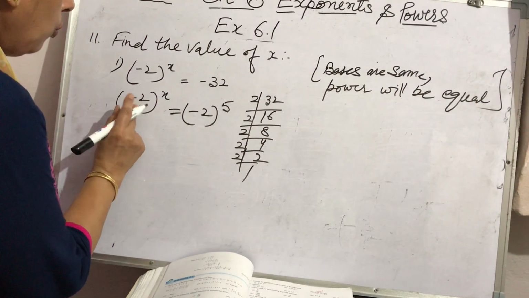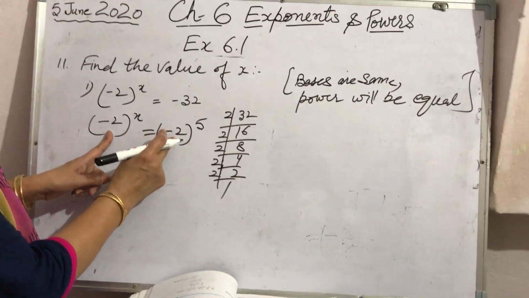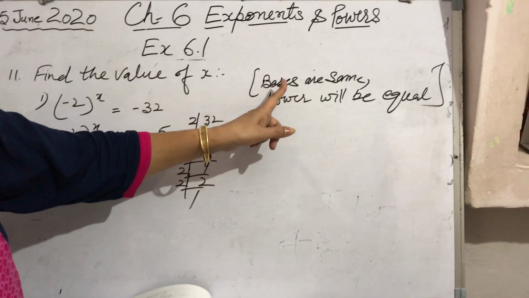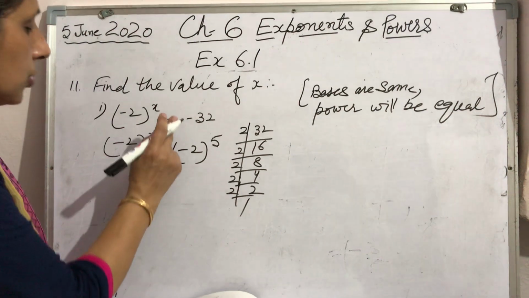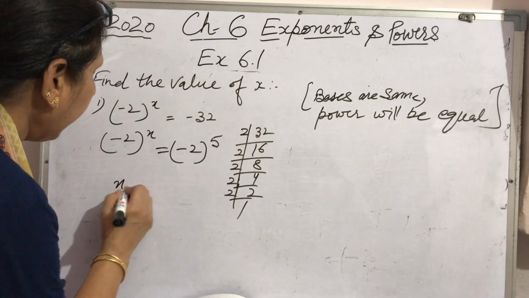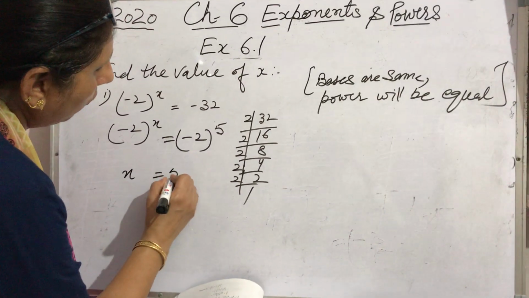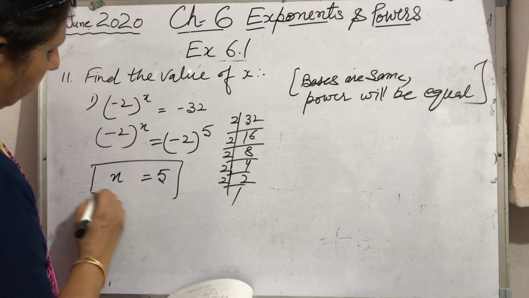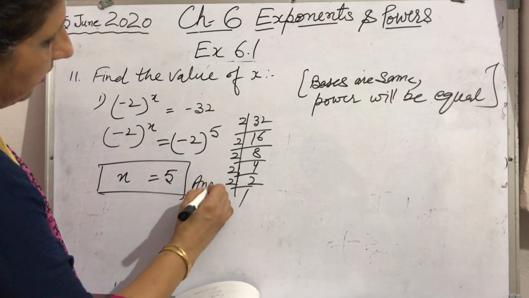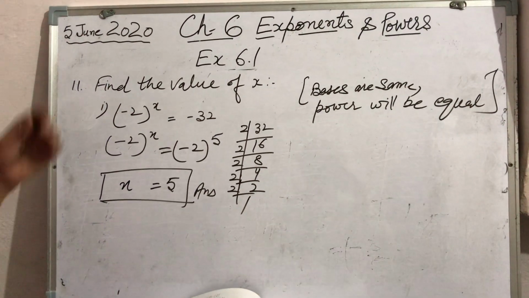Now we have made the bases the same. Follow this rule: bases are the same, so powers will be equal. So we can write x is equal to 5. This is the value of x that we had to find.